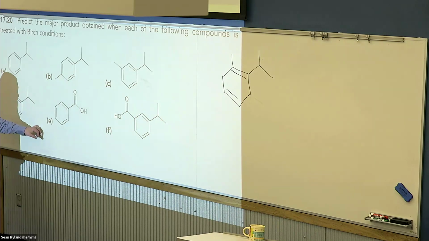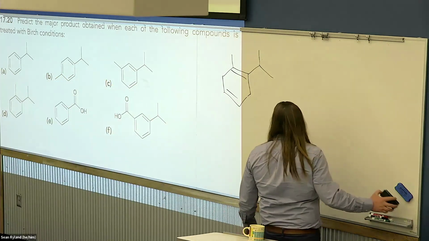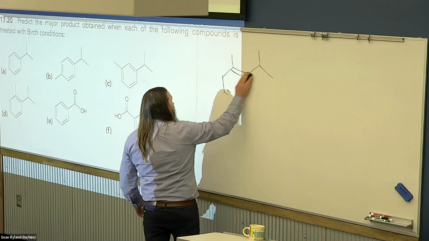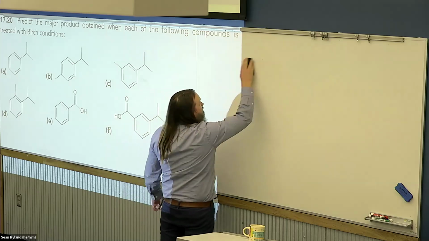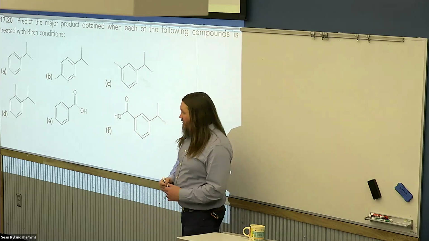How about E? That's an electron withdrawing group, which means it goes on the sp3 carbon.